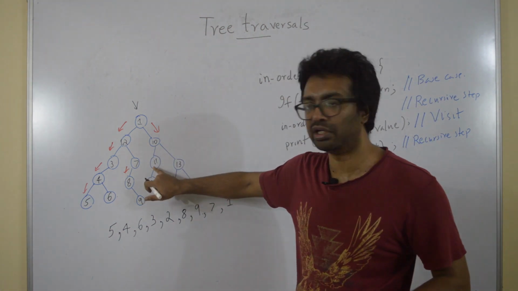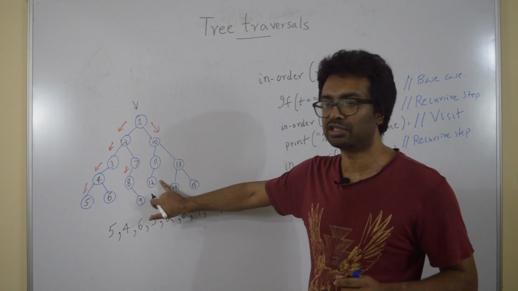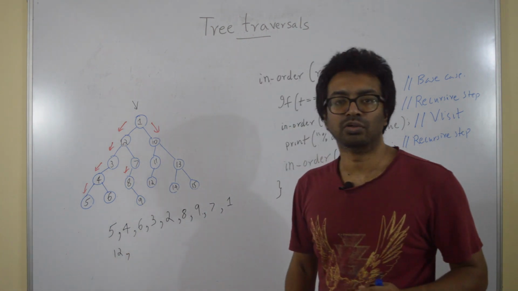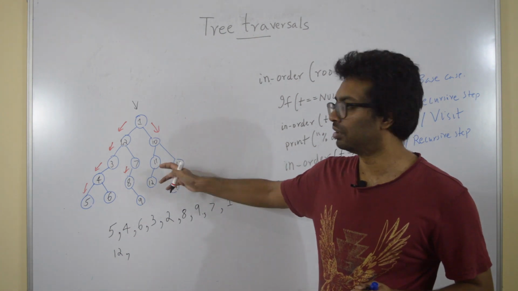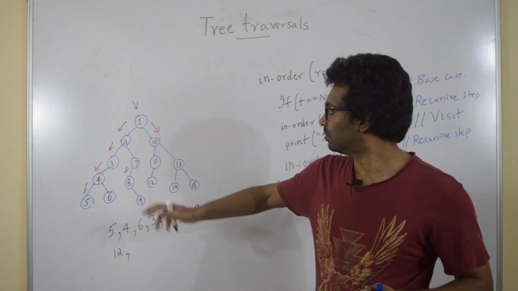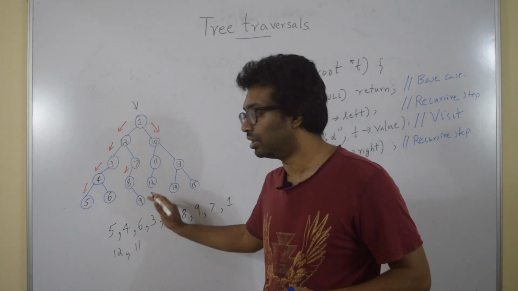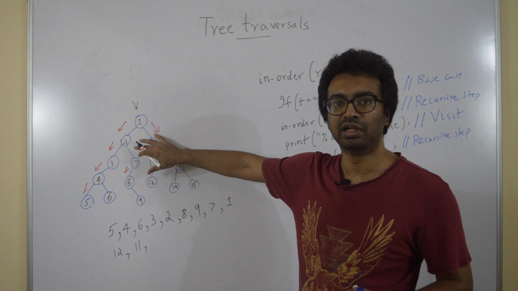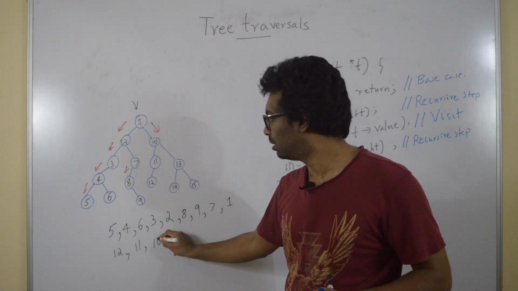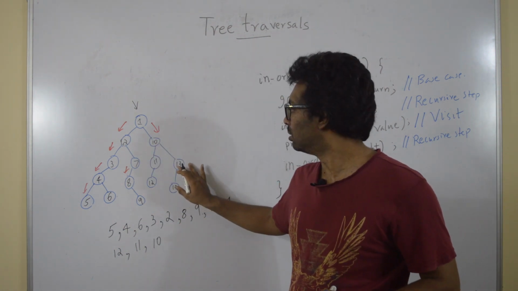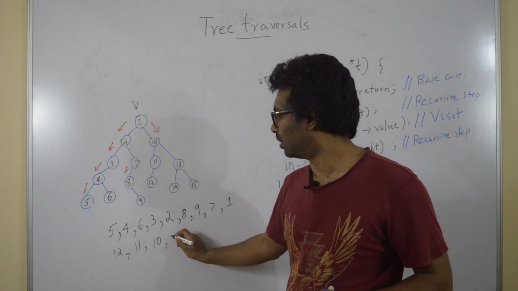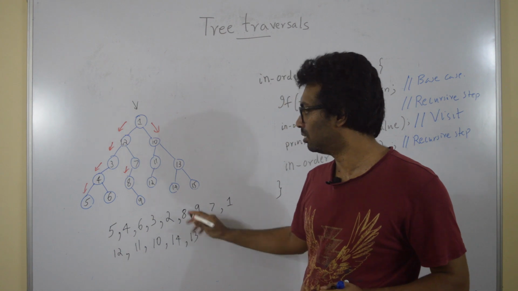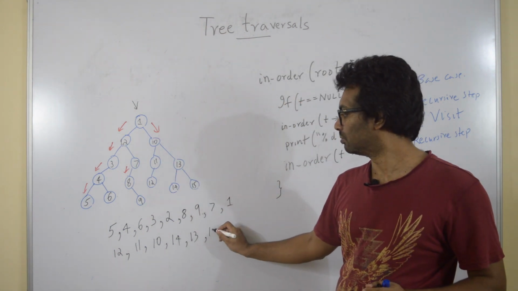You come to 10, you turn left, you go to 11, you turn left, you reach 12. There's nothing more to do, so you print 12. Once you have printed 12, you go up, you go to 11, you print 11. You turn right, it's null, so it's fine. You're done with all the left side, you go and print 10. You turn right, 13, you turn left, 14. This is done. You go back to 13, you go right, 15.